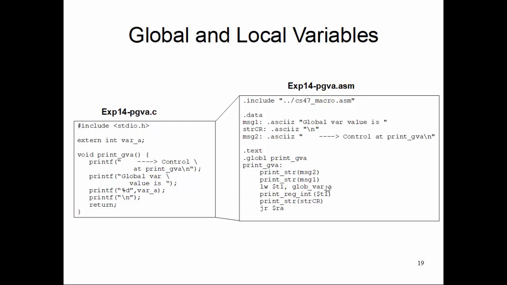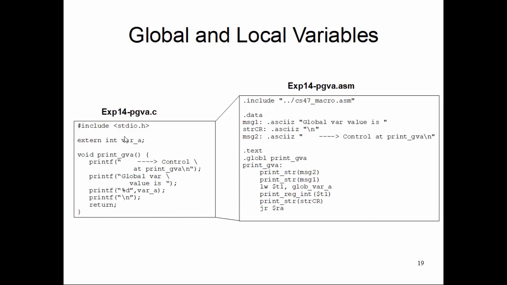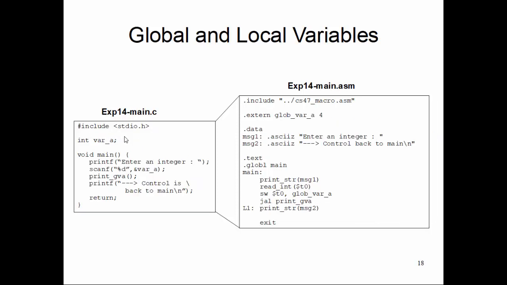So our understanding of this exp14 main.asm: here .extern corresponds to a global variable, integer var a. The .extern is kind of misleading with respect to extern in the high level language. Okay, .extern means that I am defining a label which is 4 bytes long of memory storage and can be used from an external module.